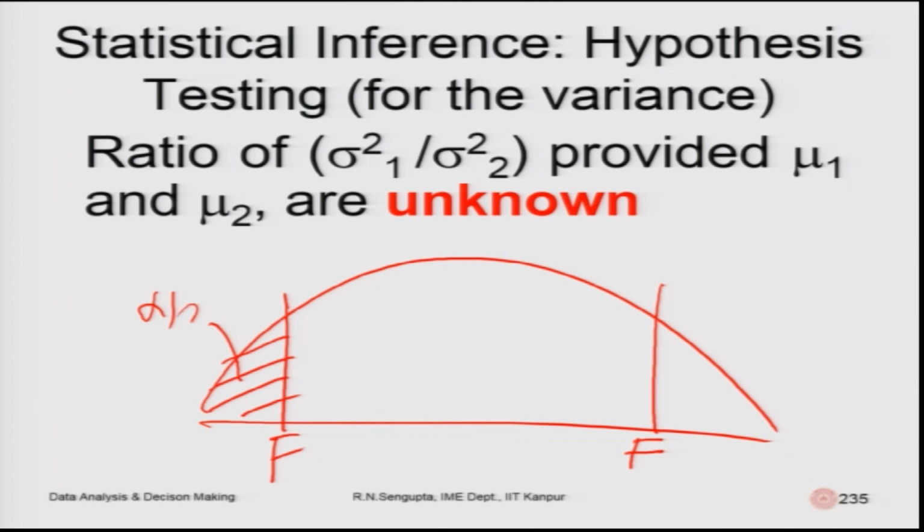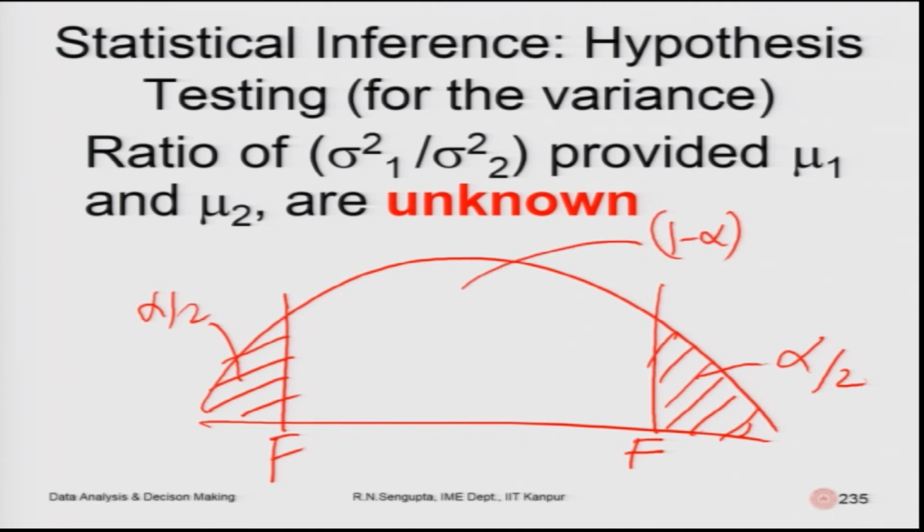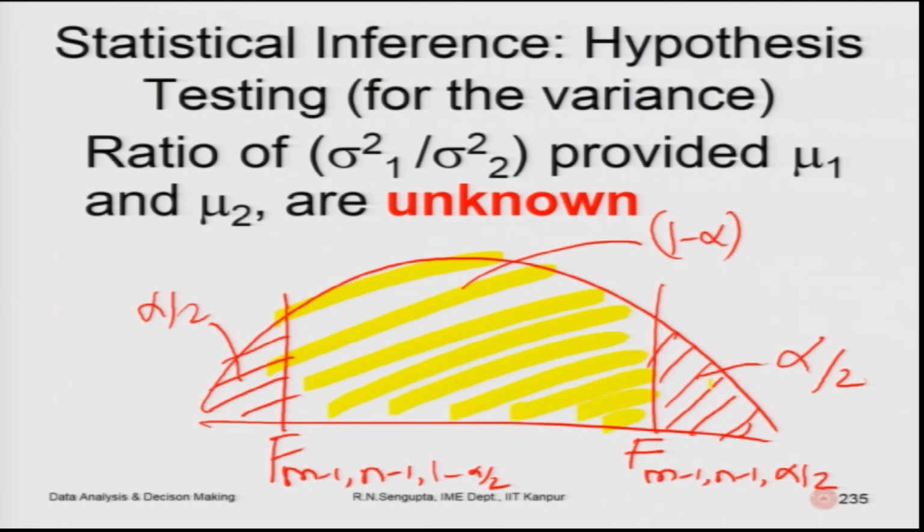This is alpha by 2, this is alpha by 2, this area is 1 minus alpha. This is the F distribution with m minus 1 and n minus 1, the area onto the right as per the nomenclature is alpha by 2, which actually will follow the rule. This is F n minus 1, m minus 1, area onto the right is 1 minus alpha by 2, and this is the area in between. Basically you can give the rule that if the value of the statistic is in that mod distance, then you will reject accordingly.